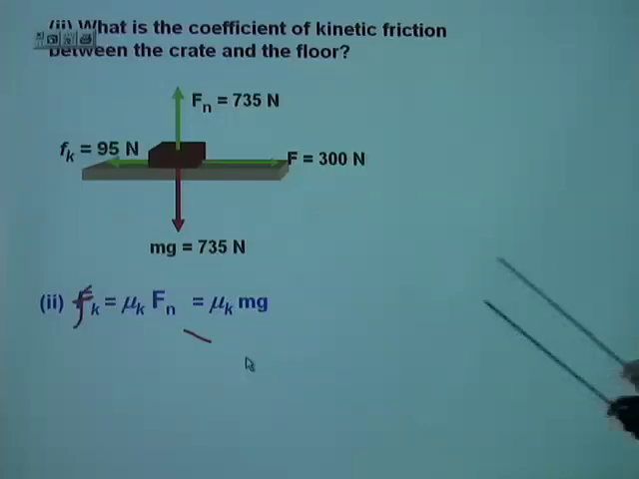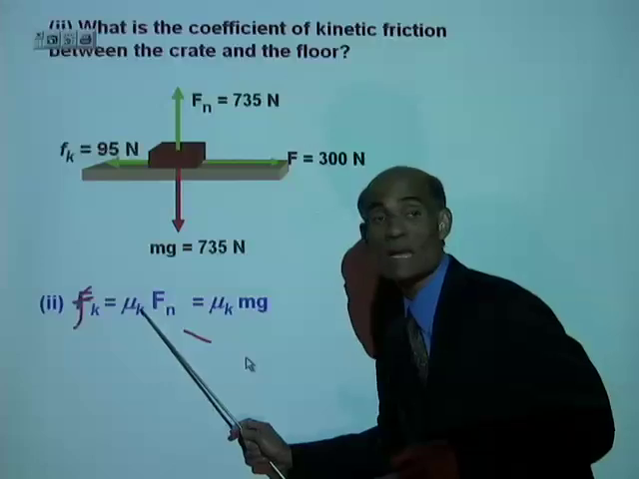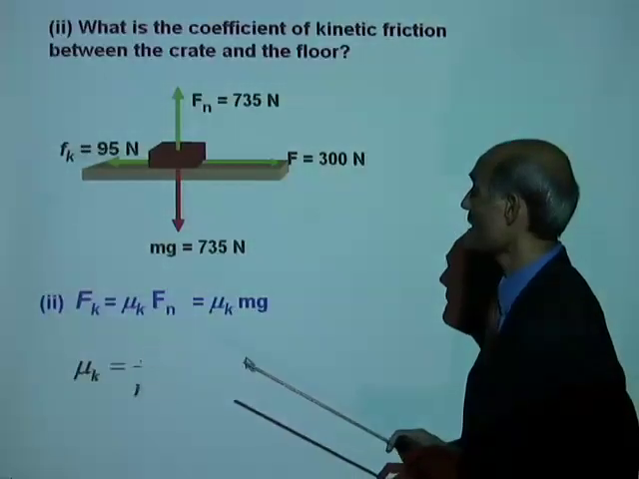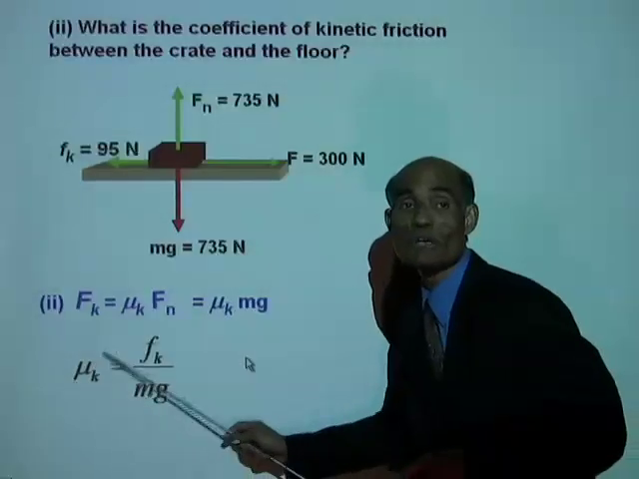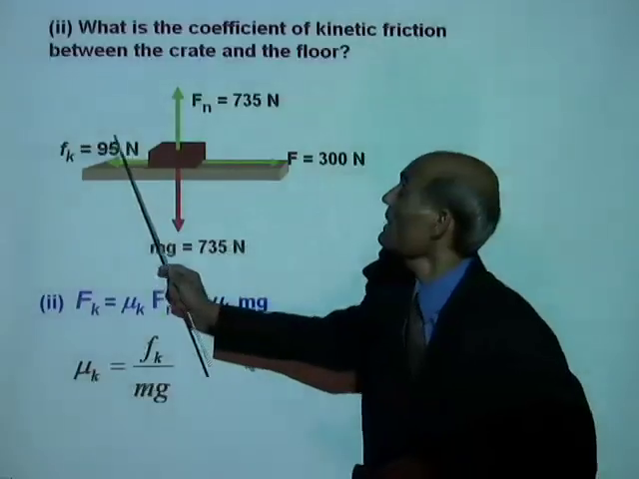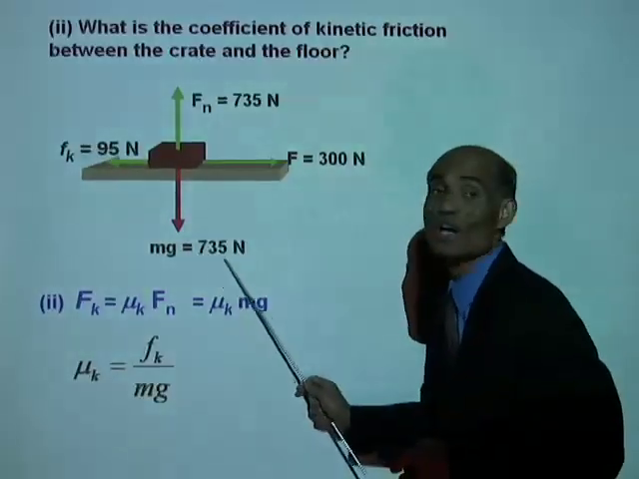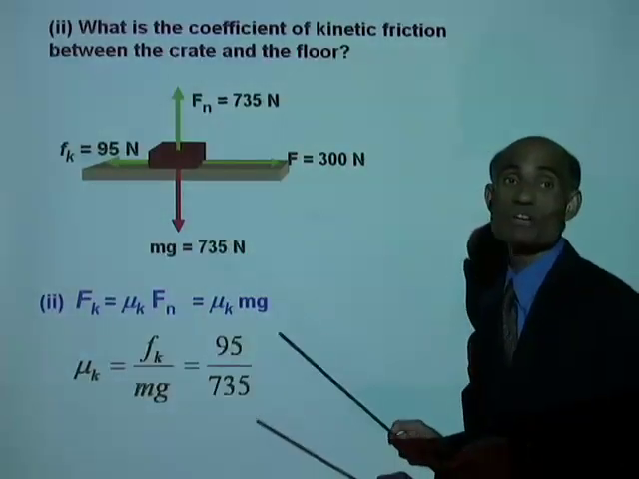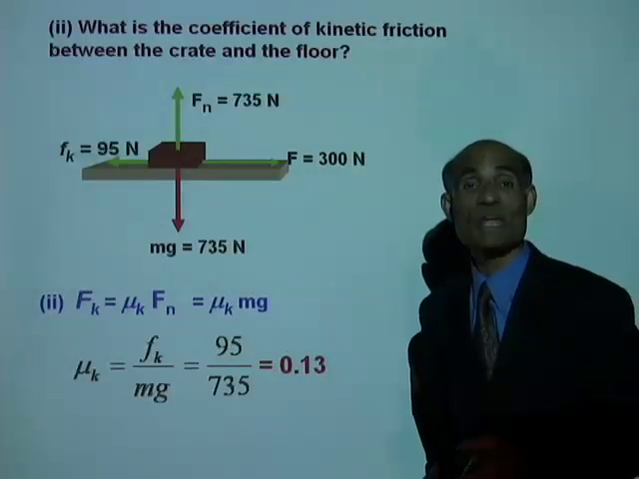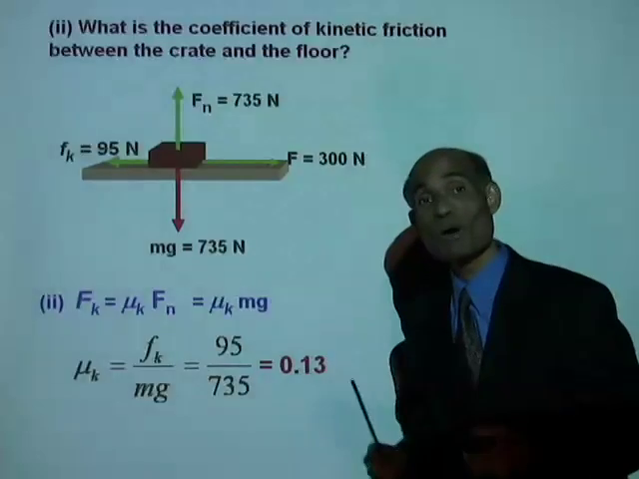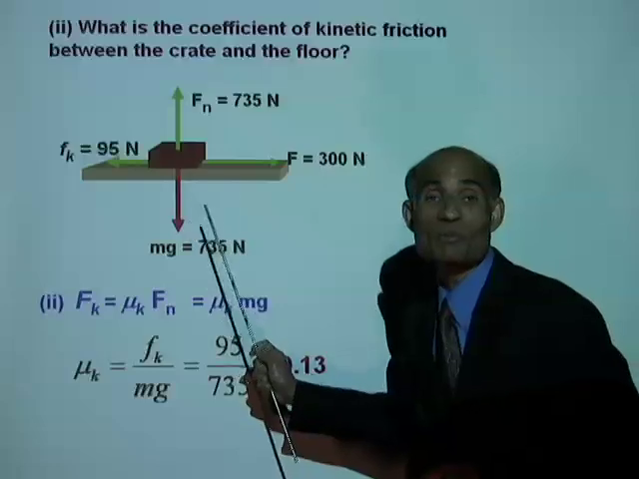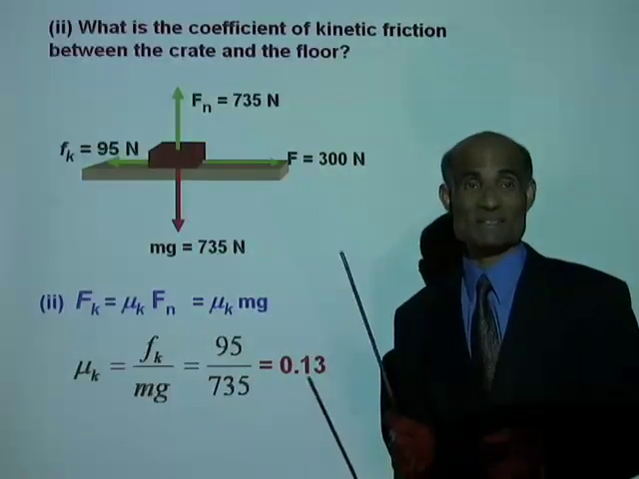The force of kinetic friction is mu k times the normal force. That is mu k times mg. Therefore, mu k equal to fk divided by mg, and fk is 95 Newton, mg is 735 Newton, and that is 0.13. So you can see these kind of problems are fairly simple once you can picture it and put the forces in the right place.